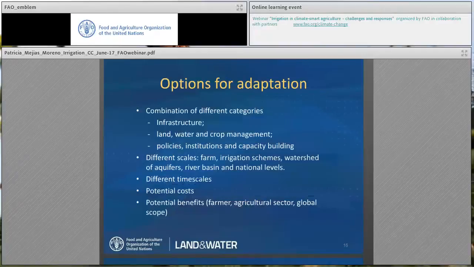So the options for adaptation to climate change will necessarily combine different categories of activities. They could be related to infrastructure and investments, to land, water, and crop management, or to policies, institutions, and capacity building. The options for adaptation can also be implemented at different scales, such as farm, irrigation schemes, or national level. They could be implemented in different time scales: short-term, medium-term, and long-term. The cost of these adaptation measures can be different, and the potential benefits can also be different. So we need to assess all these different categories in order to prioritize and select the adaptation measures that better fit our context.